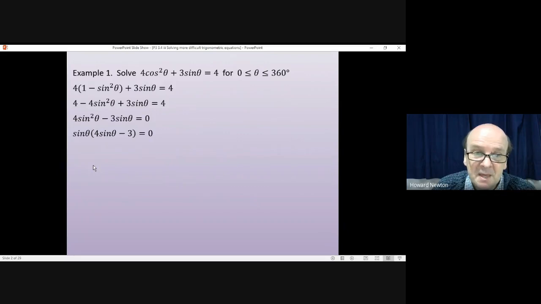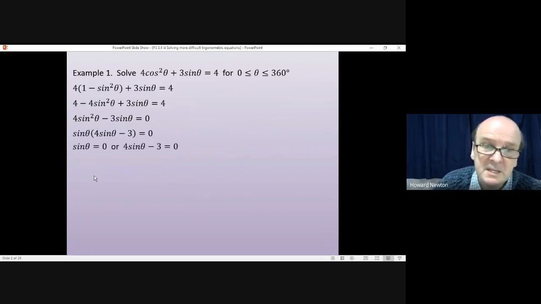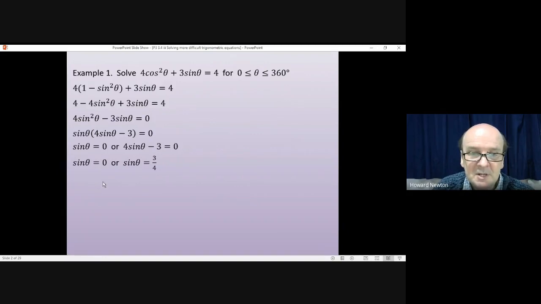The consequence of that is one of the things must equal 0. So either sine theta equals 0 or 4 sine theta minus 3 must equal 0. Which means sine theta equals 0, or just quickly solving this, that means sine theta would equal 3/4. Two possibilities. We'll have to consider them separately from each other.